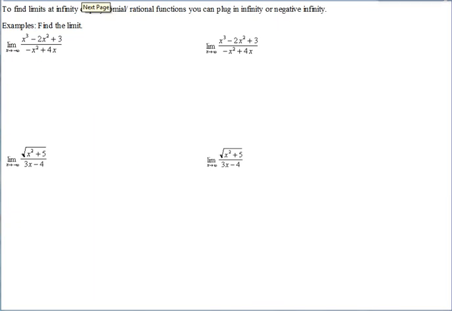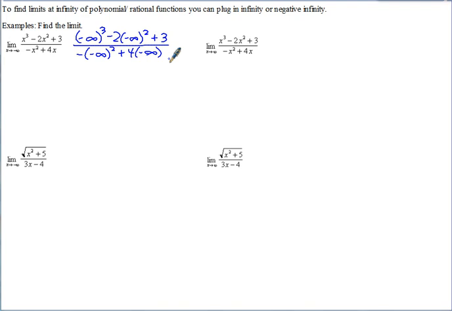All right, let's look at some specific examples here. So we start off similar to other limits when x is approaching a specific value. What you can do first to help you analyze it is substitute in what x is approaching, in this case negative infinity. So we have negative infinity cubed minus 2 times negative infinity squared plus 3, over negative infinity squared plus 4 times negative infinity.